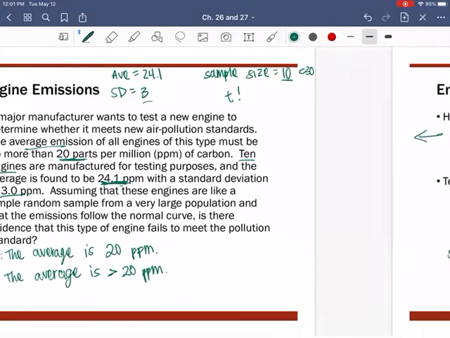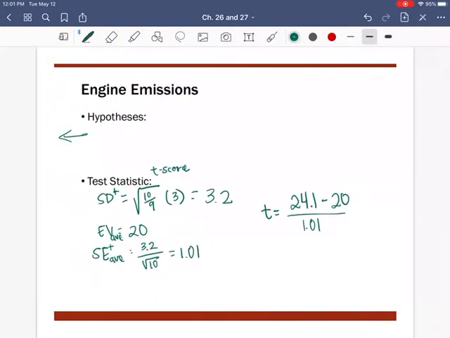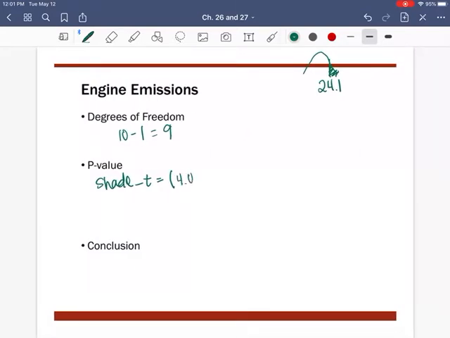And we're looking for the chance of getting 24.1 or more extreme. So 24.1 is bigger than what we expected. So it's going to be 24.1 or more extreme means shading to the right. So for 24.1, we got, oh, I didn't calculate that. I got distracted by the dog. 4.1 divided by 1.01, 4.06, or more extreme, with degrees of freedom of 9.